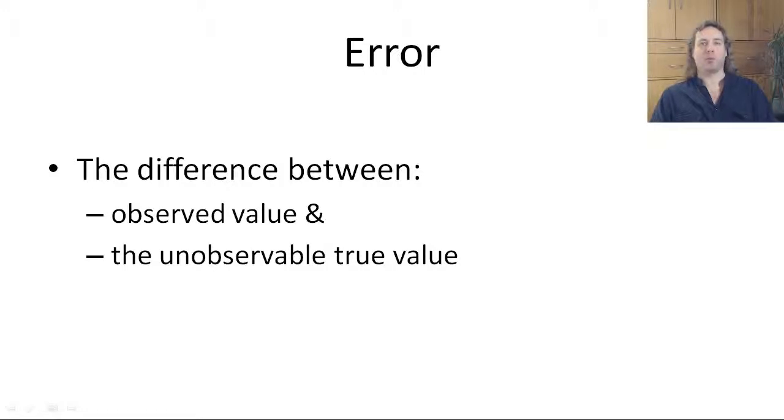Okay, error, the word error. This is the difference between an observed value and the unobservable true value. Okay, so what is this unobservable true value? Well, let's think about this in terms of you measuring somebody's weight. You're measuring your own weight, okay? So you get up in the morning and you get on your scales and you measure your weight. Okay, that's the true value, isn't it?